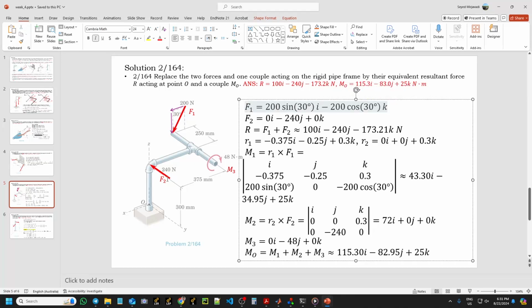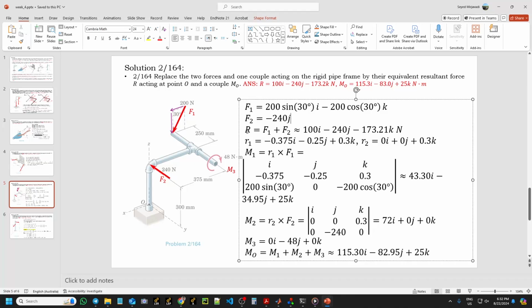Now F2. F2 is parallel to the Y direction. Let me show you the real question. If you see this one, this line is parallel to the Y axis. So it will be 240, but is it positive or negative? Negative, because this is pointing in the negative direction. So negative 240 J.